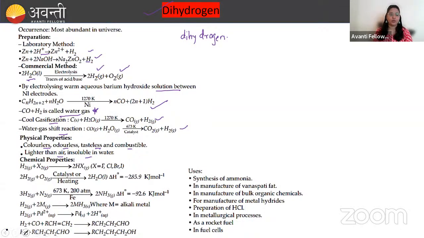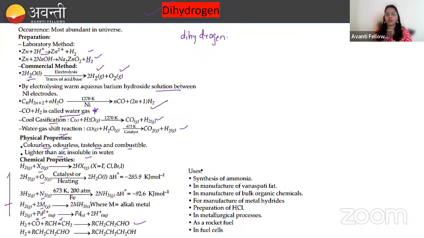Okay? Then you can see here the chemical properties I have summarized. Okay, a reaction with halogen, reaction with oxygen, reaction with nitrogen, reaction with metals. Palladium is given here. Again, here reduction takes place. See, the alkene is being reduced and here an aldehyde is formed due to the presence of CO. Okay, so there are certain very, very important chemical properties of this dihydrogen.